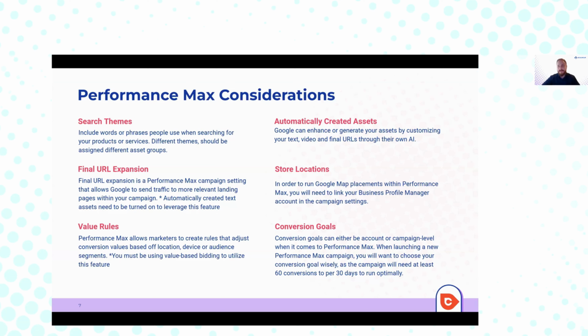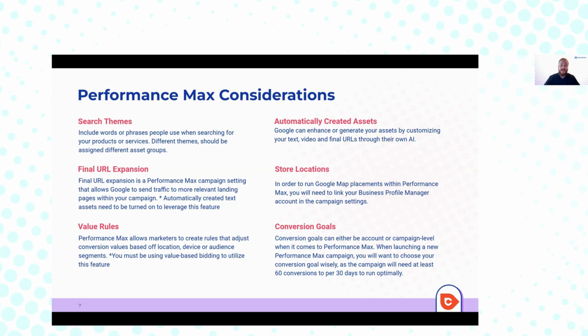The next setting is store locations. And you actually need to tag your store locations and make sure you are implementing them at the campaign level to unlock the Google Maps placements within the full funnel strategy of Pmax. So this is a particularly strong setting that we can tie in here that enables us to actually unlock that inventory and show within the Google Maps platform.